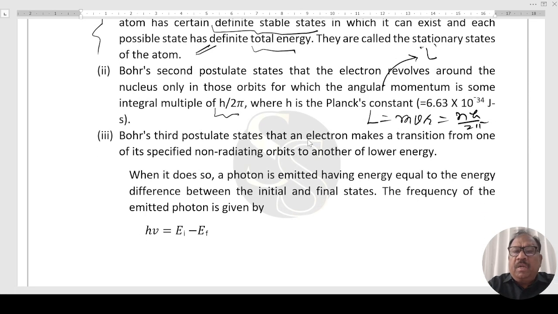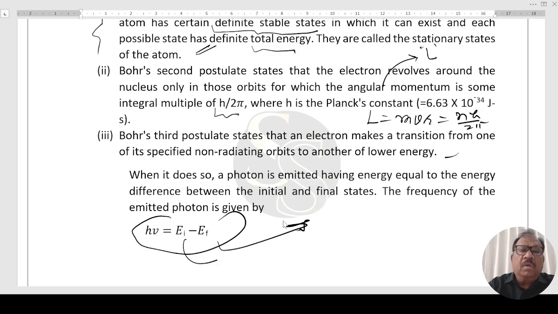Bohr's third postulate states that an electron makes a transition from one of its specified non-radiating orbits to another of lower energy. When it does so, a photon is emitted having energy equal to the energy difference between the initial and final states, and the frequency is given by this. This is the initial one, this is the final one.